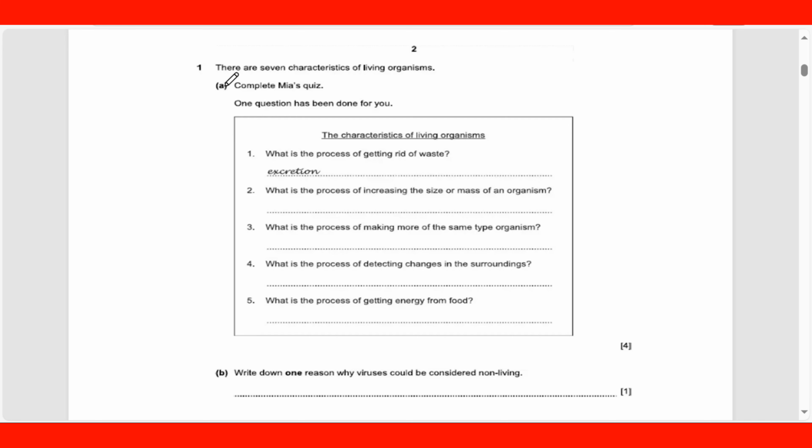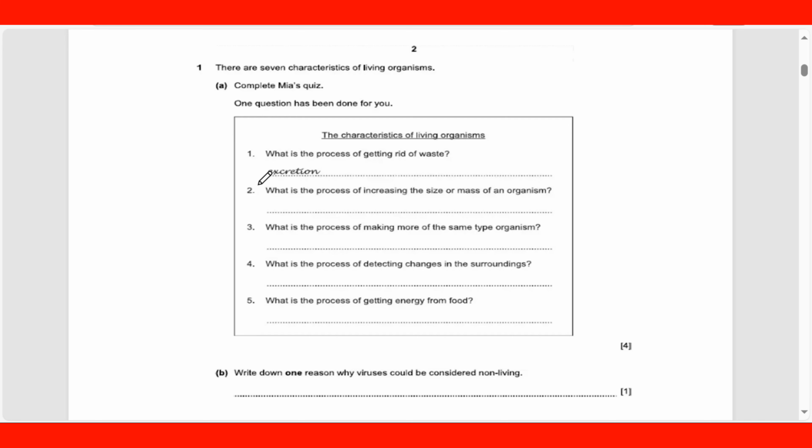So this is number 1. There are 7 characteristics of living organisms. A. Complete Mia's quiz. One question has been done for you. The characteristic of living organism. 1. What is the process of getting rid of waste? Excretion. That is the answer.